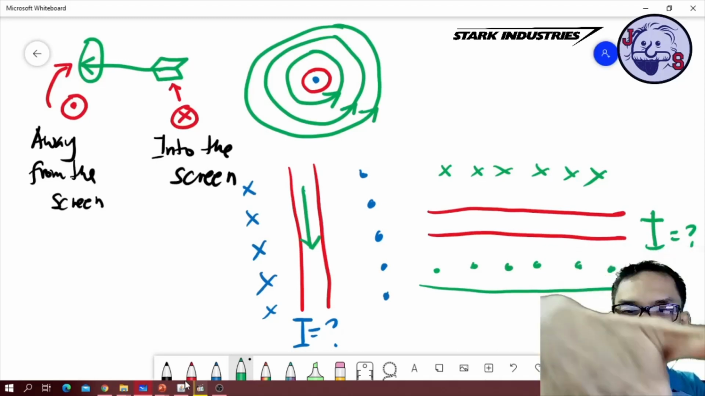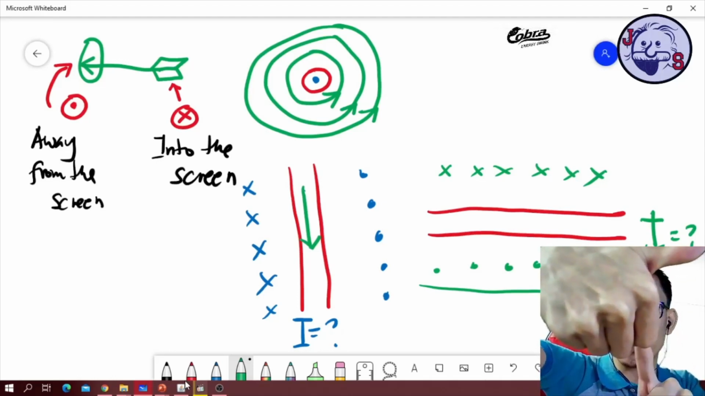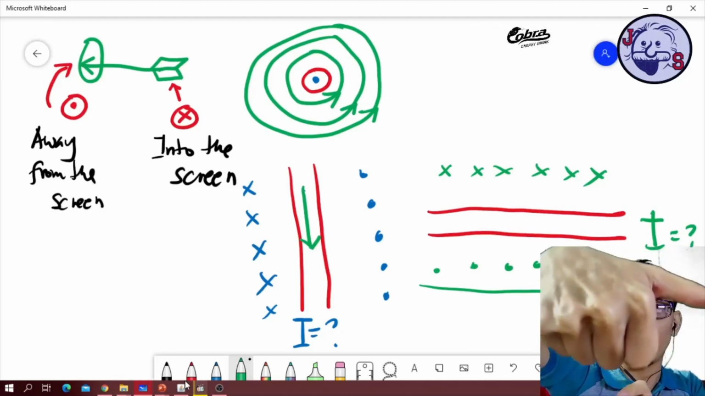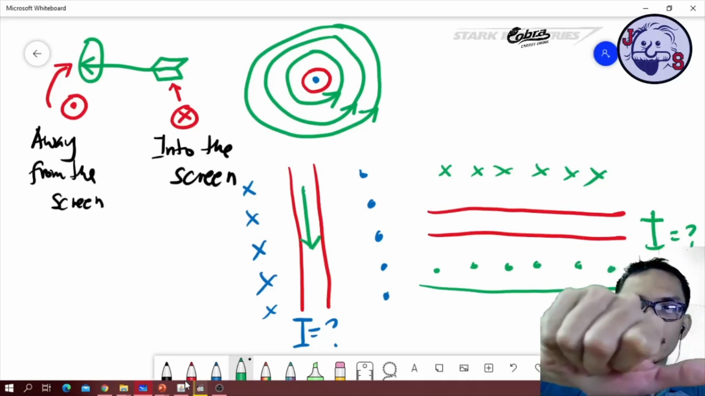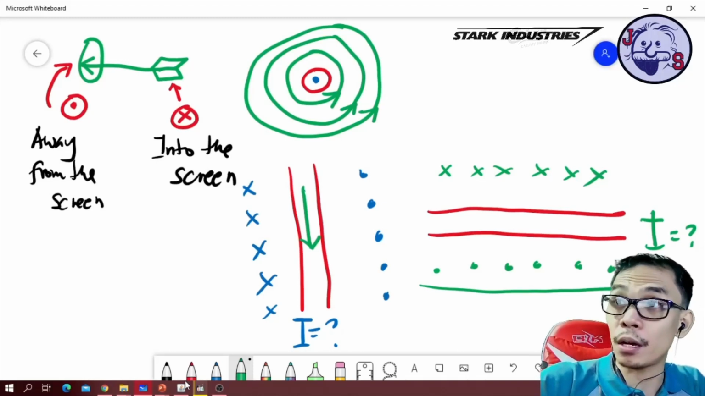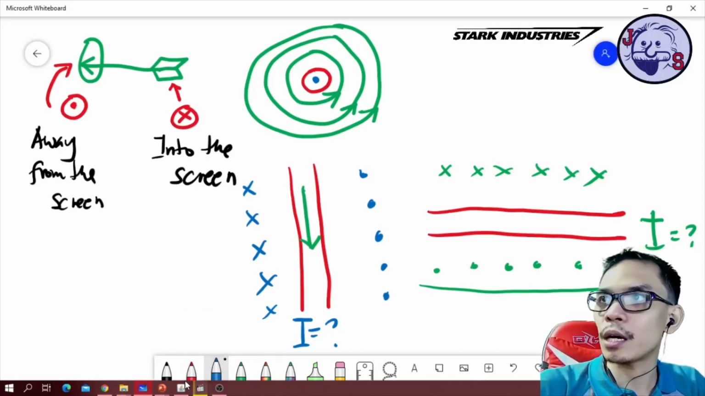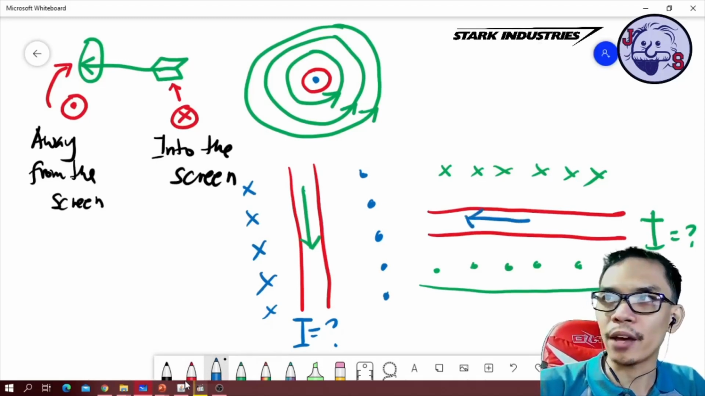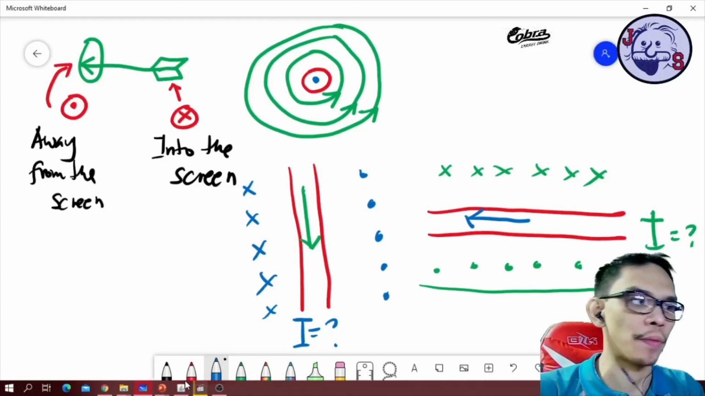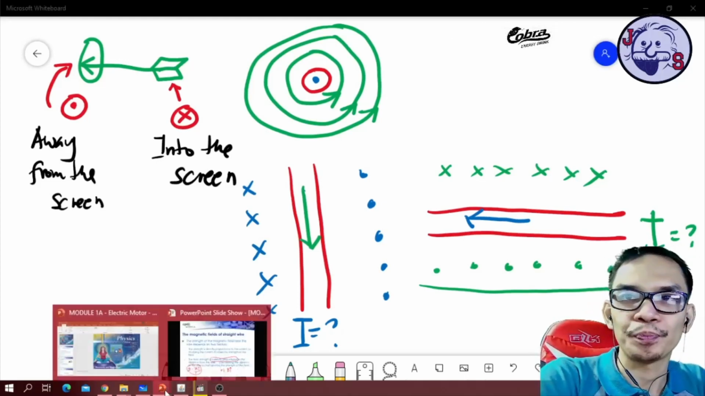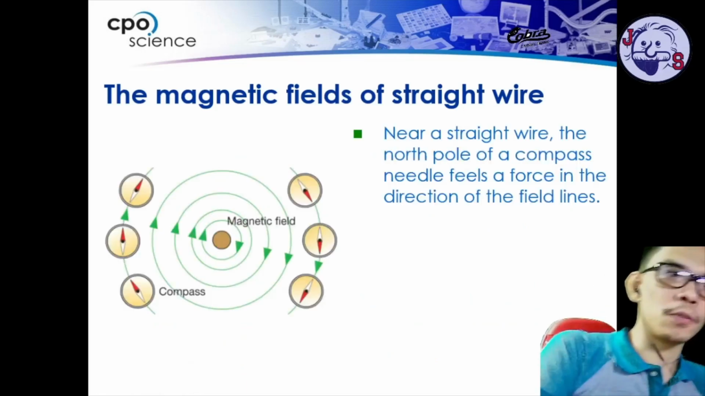So the fingers are pointing towards you. And the answer to this question, what is the direction of the current? It is going in this direction, to the left. So that is the first right-hand rule in action. Okay, let's move on.